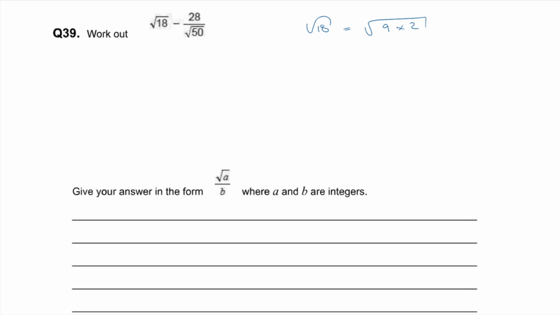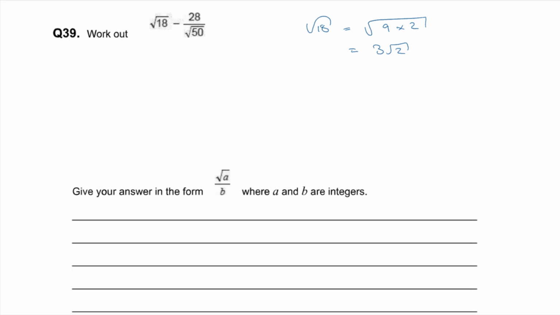And the reason why you're looking for square factors is that you can then square root your squares. Square root of 9 is 3, so that's the same thing as 3 root 2. So you can break it into two different parts. You can square root the 9 part, get 3, and it just leaves you as 3 root 2. So we know root 18 is 3 root 2.